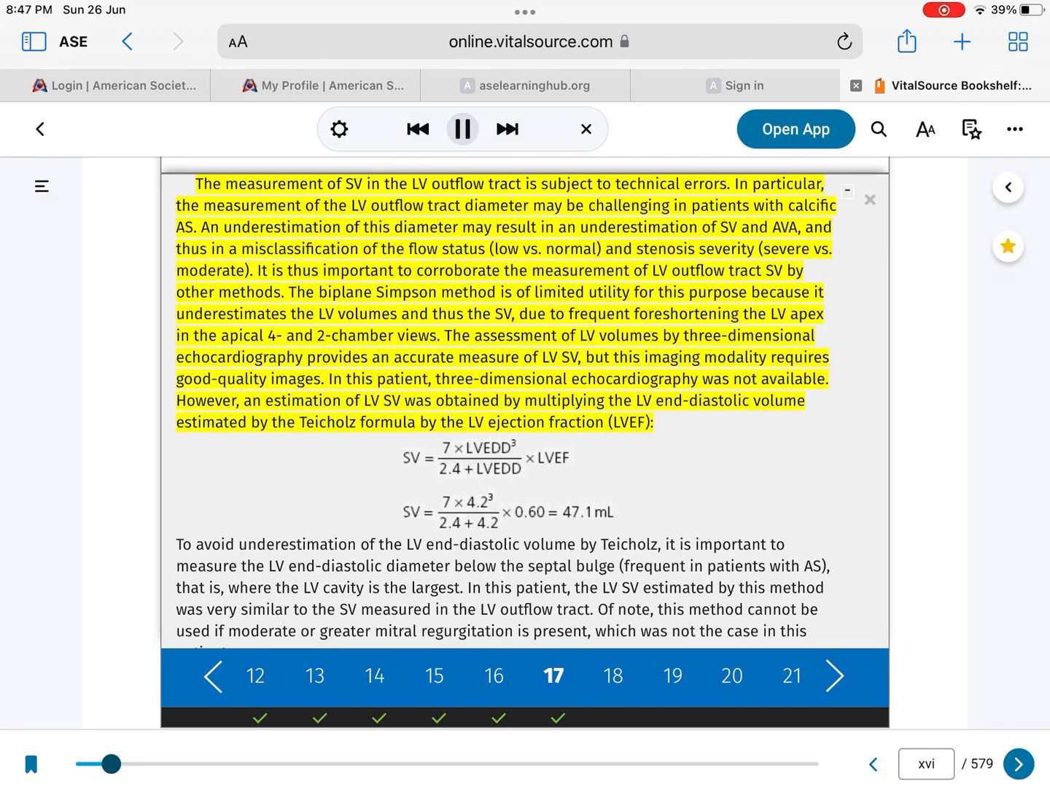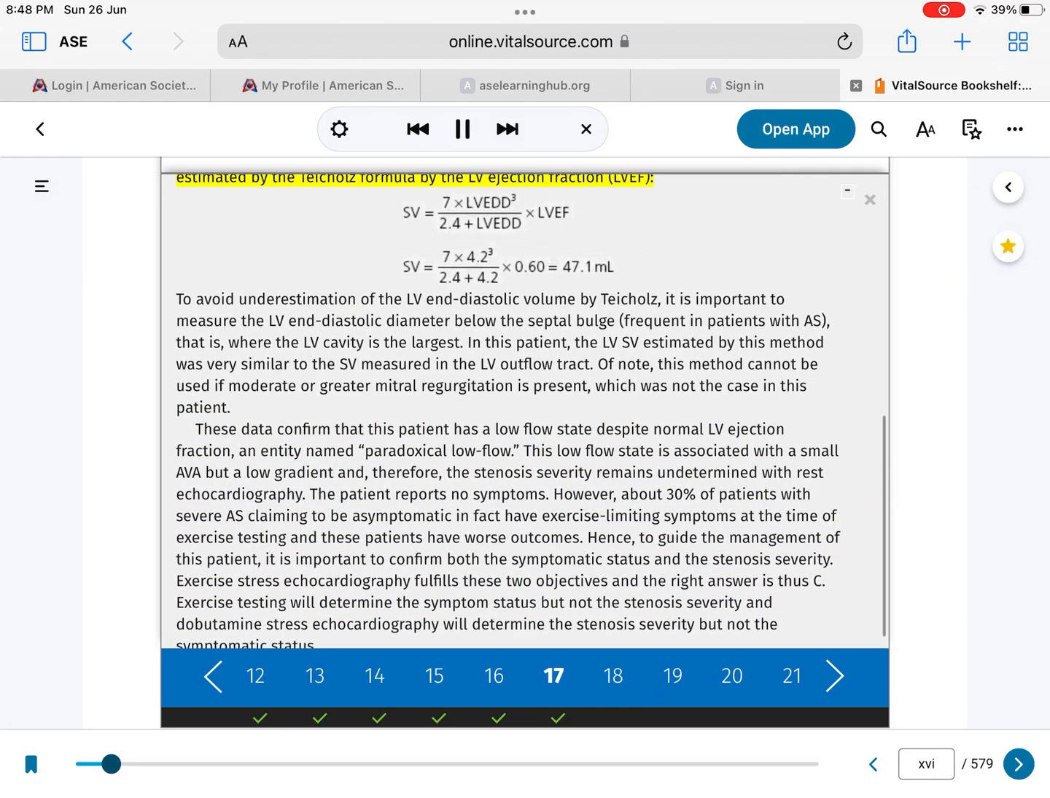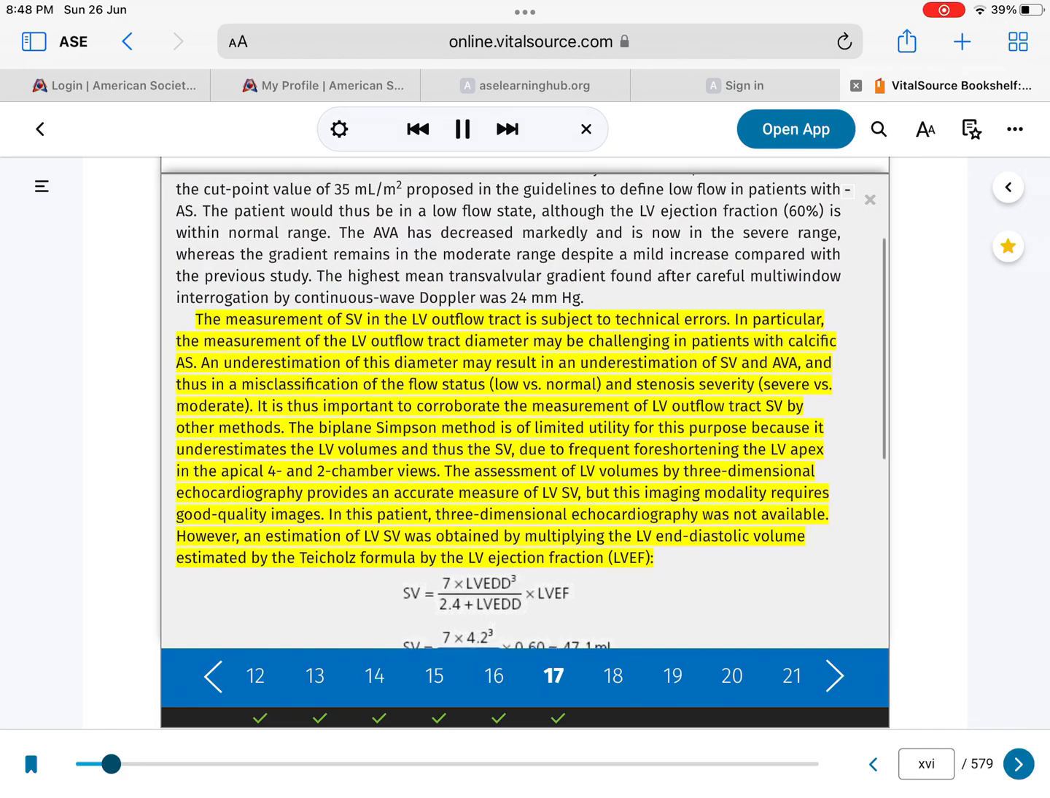The measurement of SV in the LV outflow tract is subject to technical errors. In particular, the measurement of the LV outflow tract diameter may be challenging in patients with calcific AS. An underestimation of this diameter may result in an underestimation of SV and AVA, and thus in a misclassification of the flow status, low versus normal, and stenosis severity, severe versus moderate. It is thus important to corroborate the measurement of LV outflow tract SV by other methods.